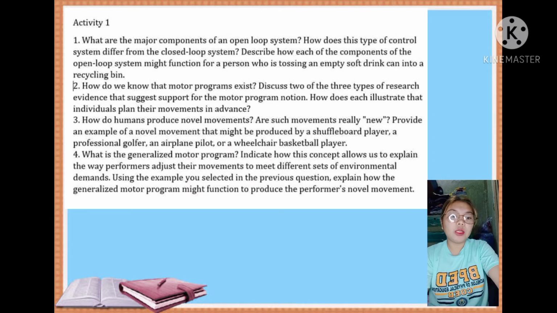How do we know that the motor program exists? Discuss two of the three types of research evidence that suggest support for the motor program notion. How does each illustrate that individuals plan their movements in advance? Motor program advocates are concerned with the memory but they are not much interested in the learning operations that store the movement sequence in memory in the first place, so they fail to specify how the program is acquired.